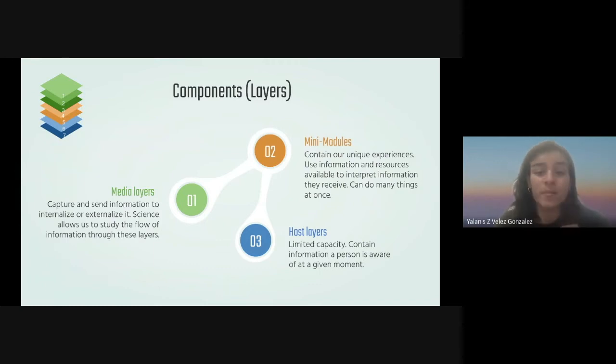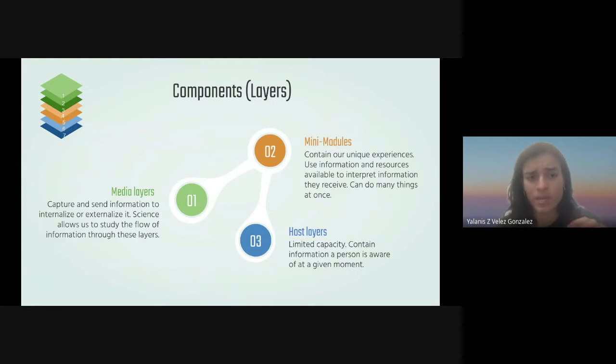So the mini modules store information about our way of being. So when I say that the mini modules use available resources, this may be our knowledge, our memories, abilities that we have developed according to our experiences and what we have learned from the information that we have been exposed to. The mini modules store information about our way of being, about our assumptions, our preferences, and our experiences.